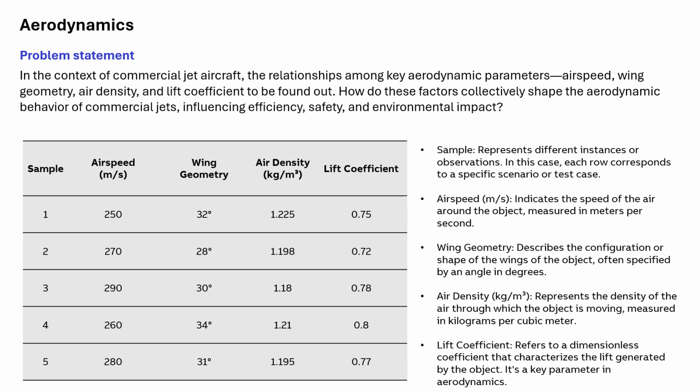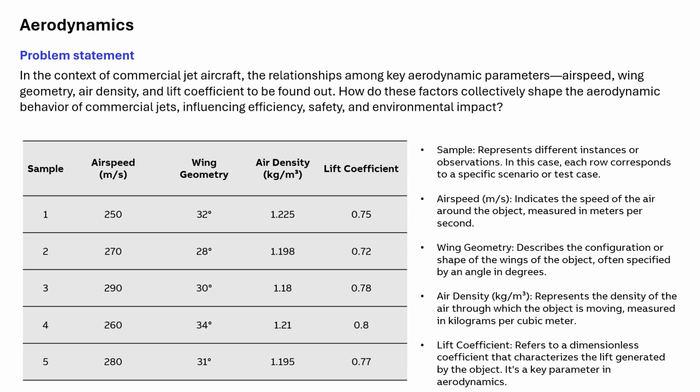So let's see the dataset in the table. Sample represents different instances or observations. In this case, each row corresponds to a specific scenario or test case. Airspeed, m/s, indicates the speed of the air around the object, measured in meters per second. Wing geometry describes the configuration or shape of the wings of the object, often specified by an angle in degrees.